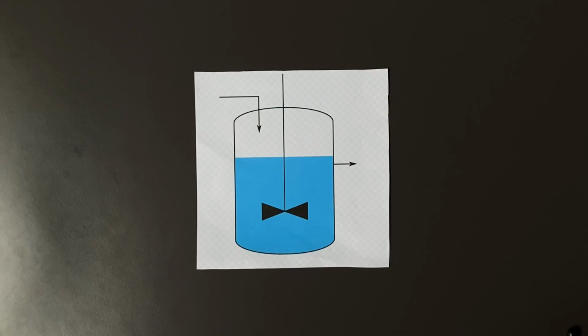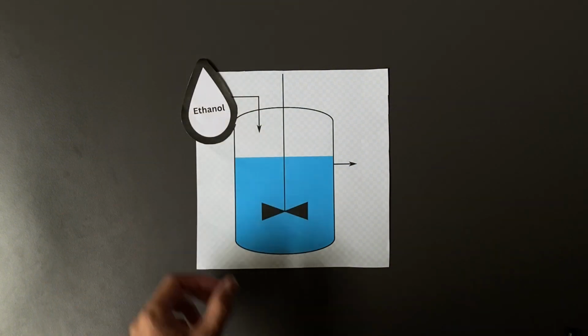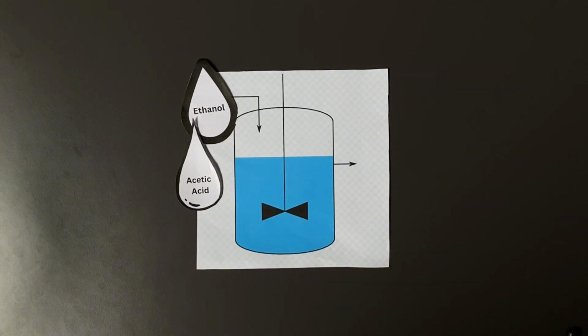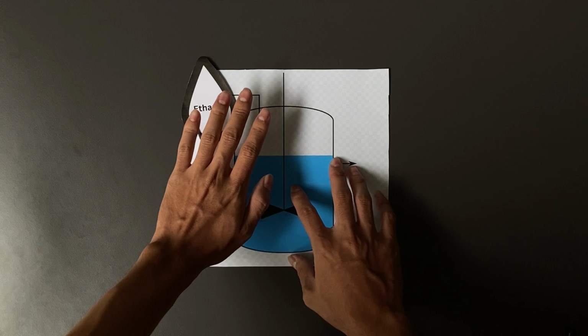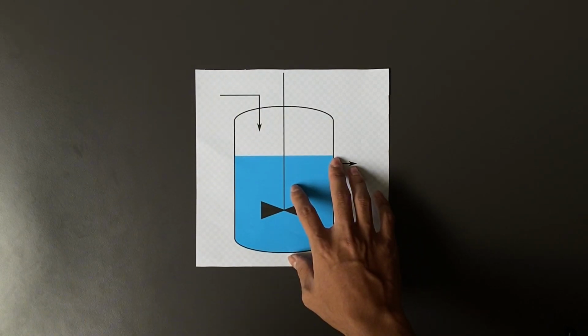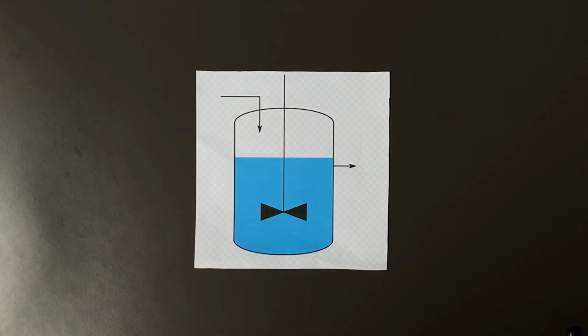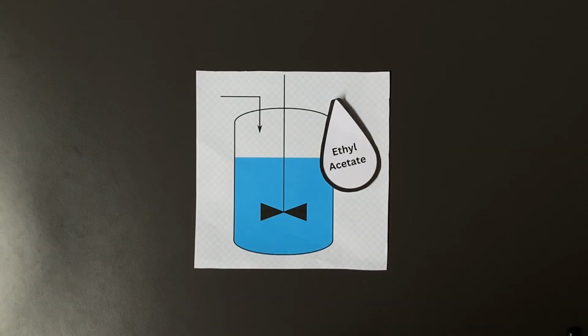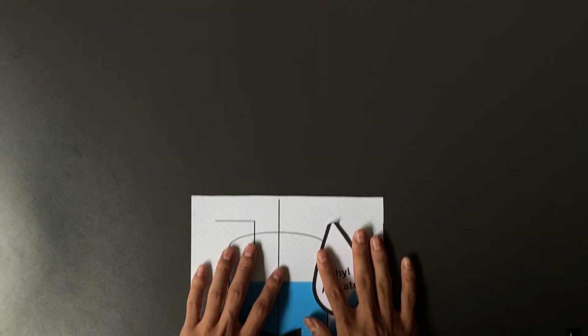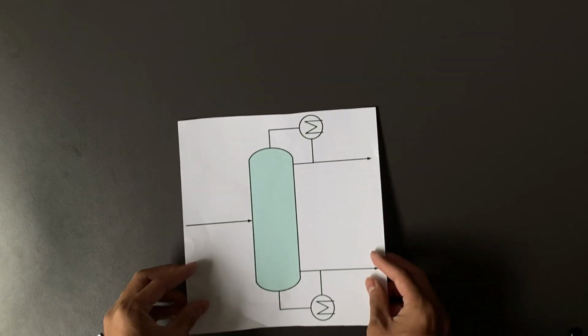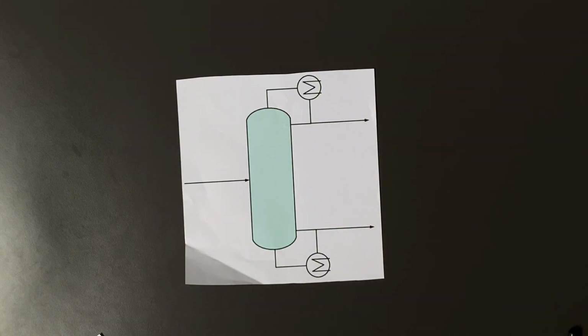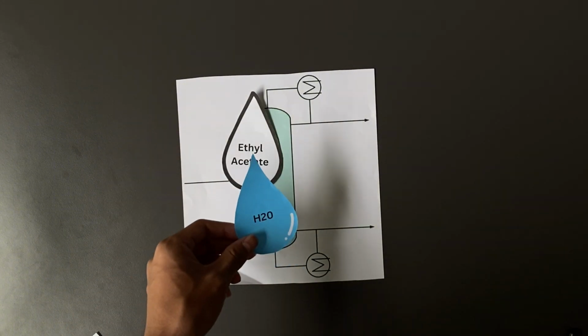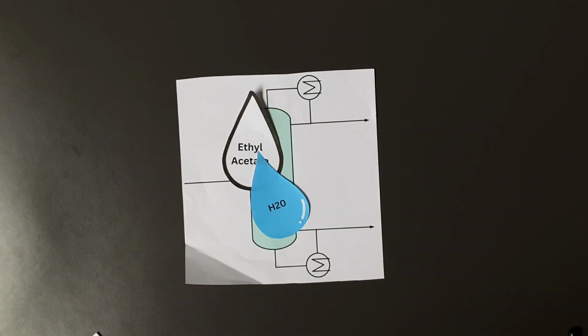We start with the feedstocks, ethanol and acetic acid, which enter the system as the starting materials. These two chemicals come together in the reactor where they undergo an esterification reaction. And the result of this reaction is ethyl acetate and water. Once the reaction is complete, the mixture moves to the distillation column where we purify the ethyl acetate from the undesired component.